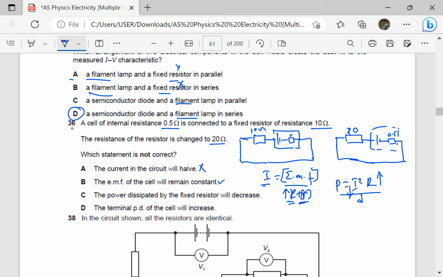The terminal PD of the cell will increase. The current flowing is decreased. The lost volts is decreased. That means the terminal PD is increased. This is also true. So these ones are true. And therefore, it means the one which is not correct is A. The current in the circuit will halve. That is not true, because current is inversely proportional to the total resistance, not only to the fixed resistor.